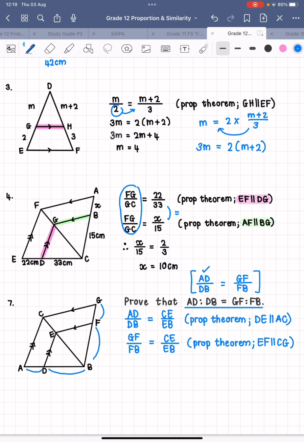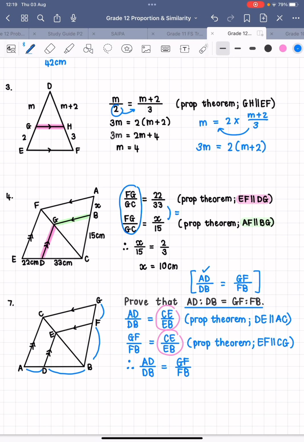Now, like in the previous question, we can see that both of these fractions are equal to the same thing, which means that they must be equal to each other. Good. So now I'm going to say, therefore, AD over DB is equal to GF over FB. You don't need a reason for that. That is just coming from our previous statements.